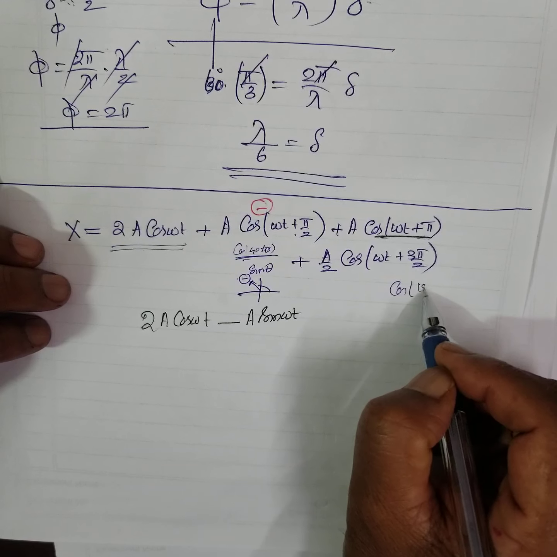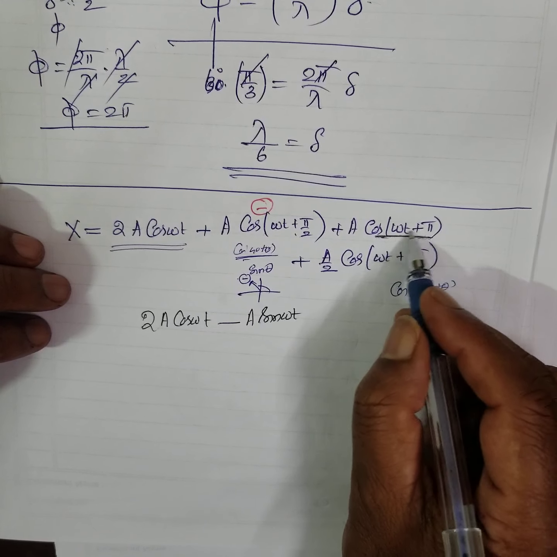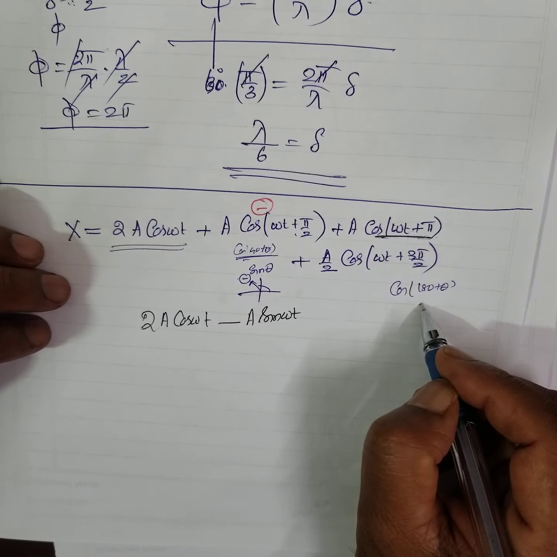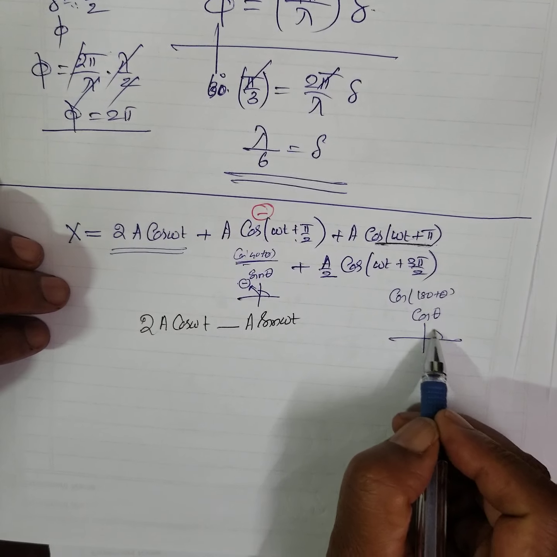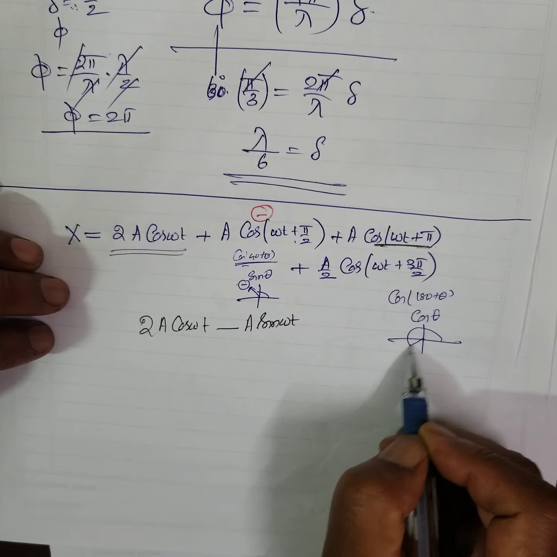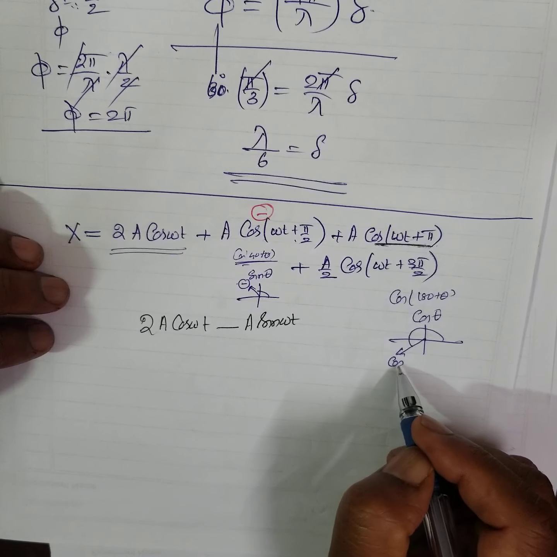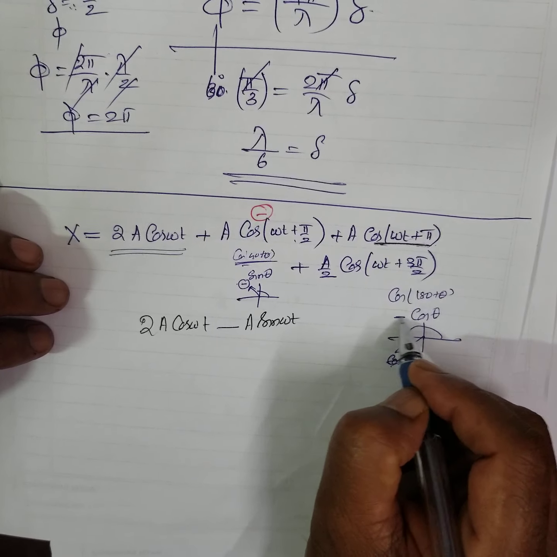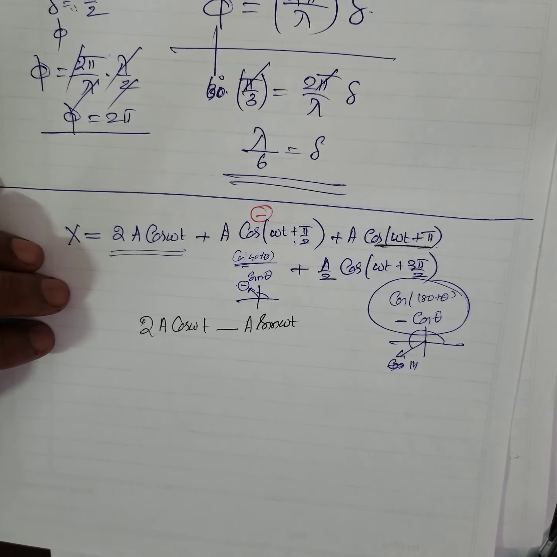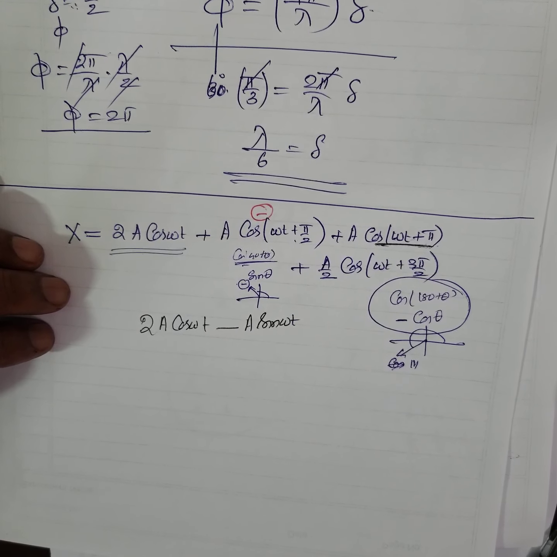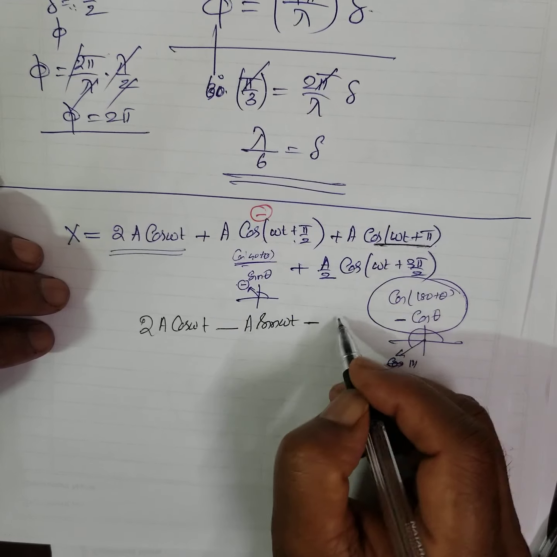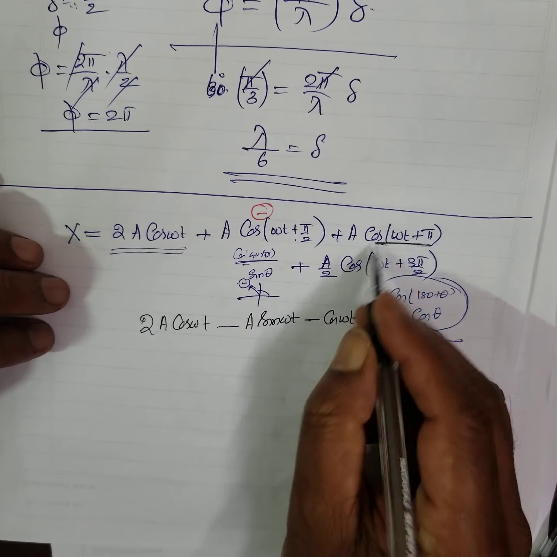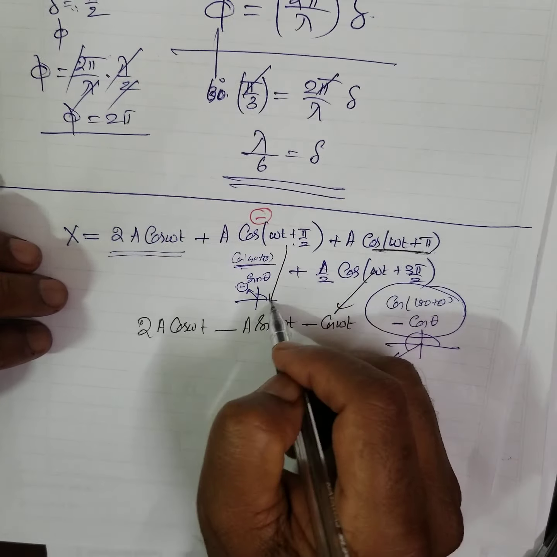Cos(180 plus theta) is equal to cos theta only, but which quadrant does it come in? Cos(180 plus theta), cos is coming in the third quadrant. In the third quadrant cos is negative. Therefore, here what do I write? Minus. This is negative, is it not? Minus cos omega t. This you are done, this you have simplified.